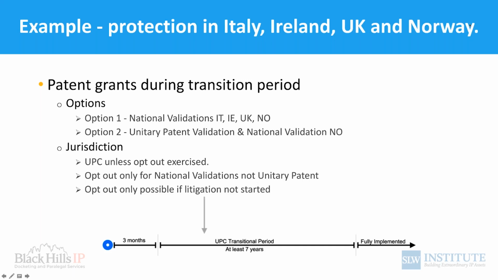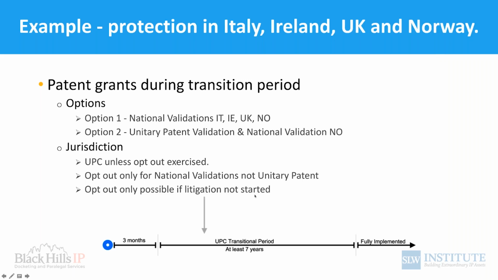For option 1, the jurisdiction will be the Unified Patent Court for Italy, Ireland and the UK, unless the opt-out is exercised, and this opt-out can only be exercised if litigation has not started in those countries. For option 2, the unitary patent and the Norwegian validation, the Unified Patent Court will have jurisdiction over the unitary patent regardless of whether you want it to have or not. The Norwegian national validation will fall within the jurisdiction of the Norwegian courts.